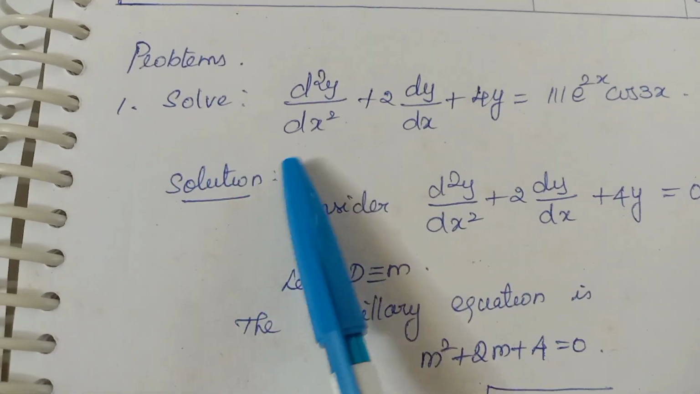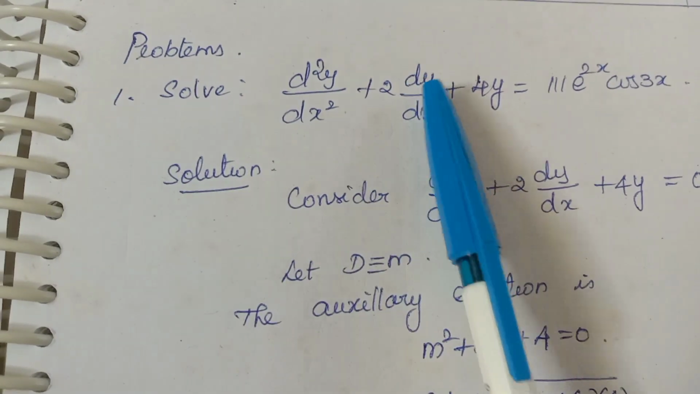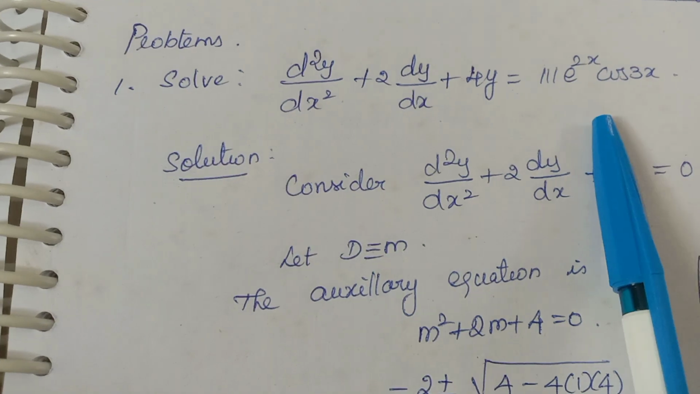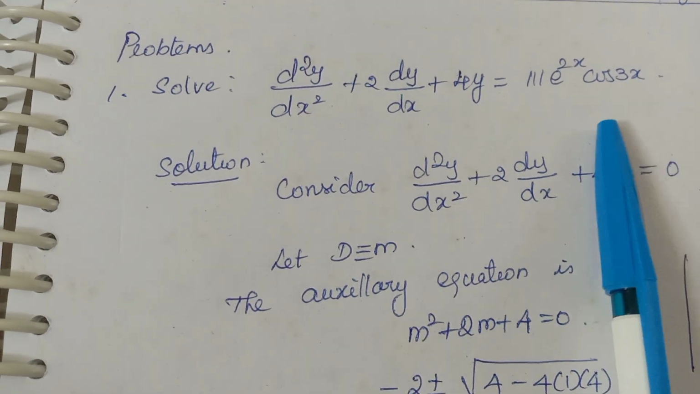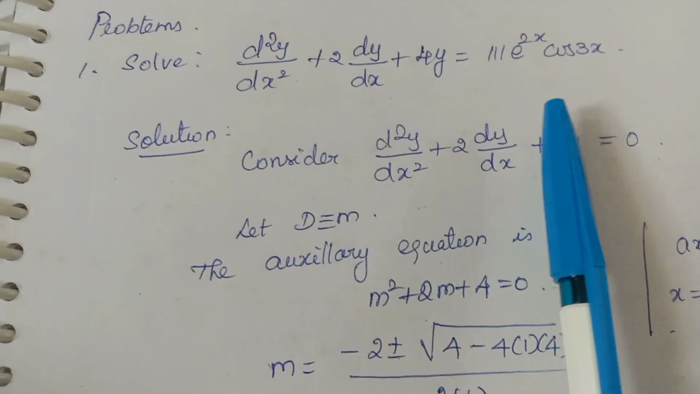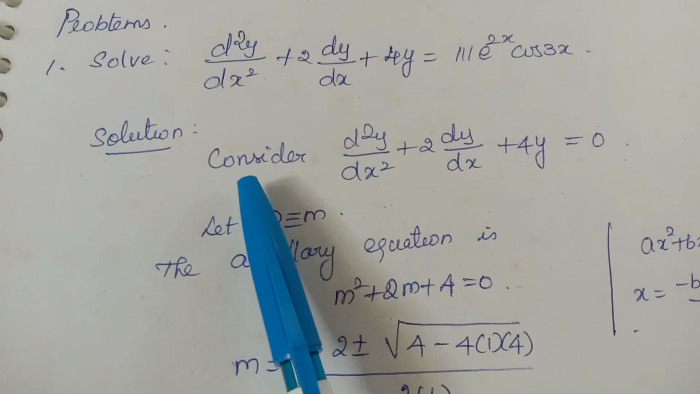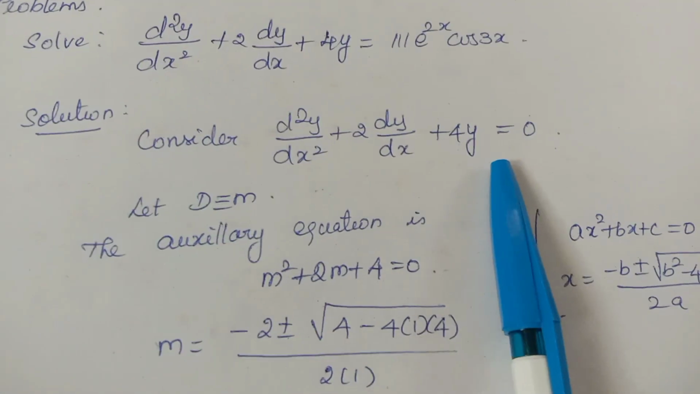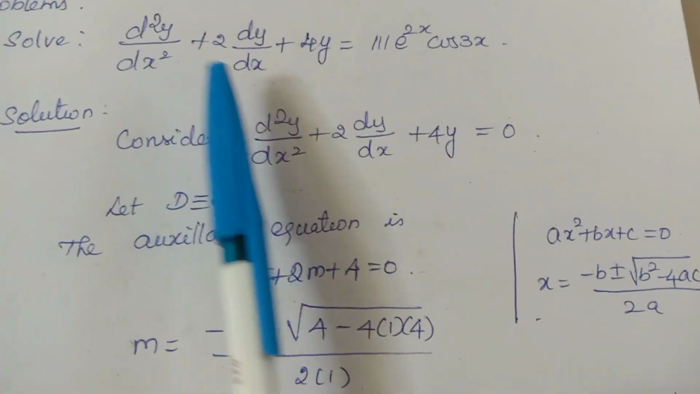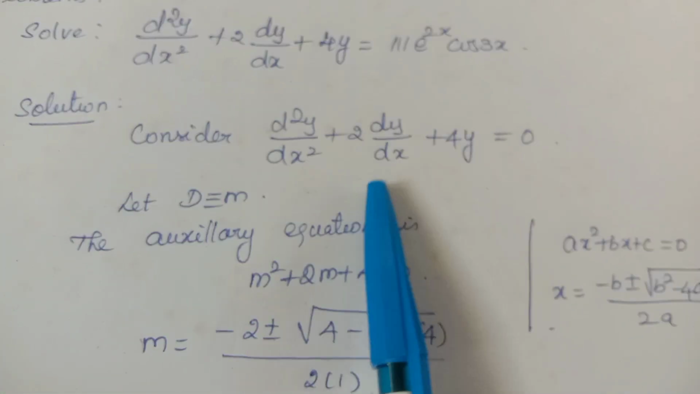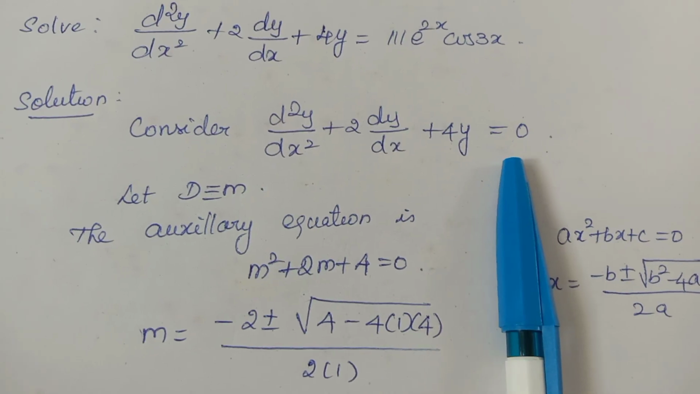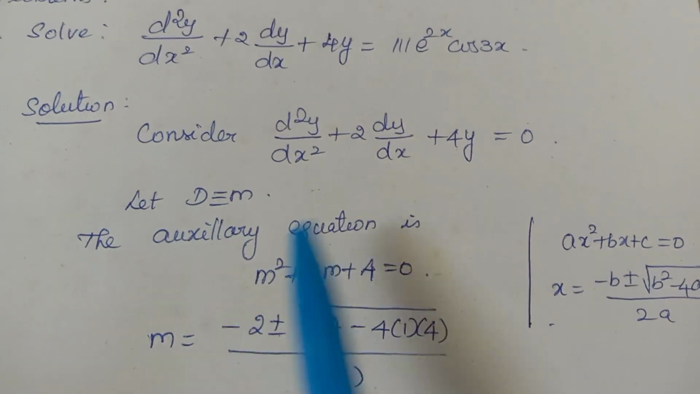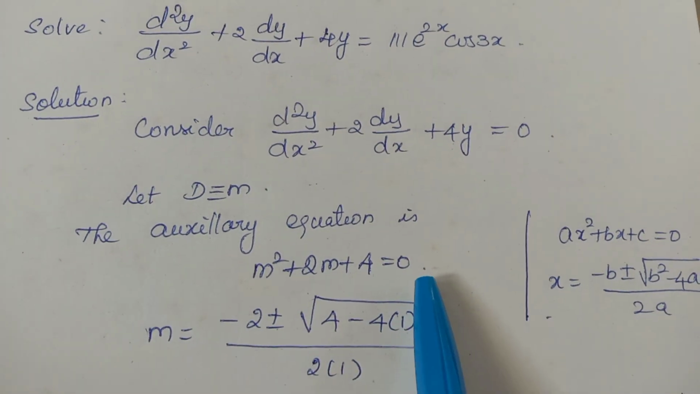Okay, solve d square y by dx square plus 2 dy by dx plus 4y equal to 111 e power 2x cos 3x. What is the first step? You have to find the complementary function. For finding the complementary function, you have to take only the left hand side of the equation and equate the right hand side to 0. So d square y by dx square plus 2 dy by dx plus 4y equal to 0. Now replace d by m. So the auxiliary equation is m square plus 2m plus 4 equal to 0.